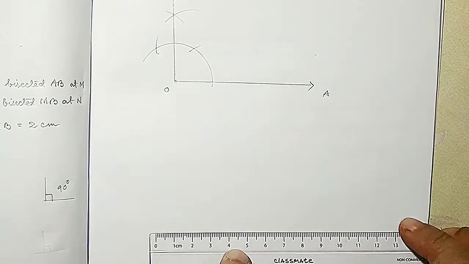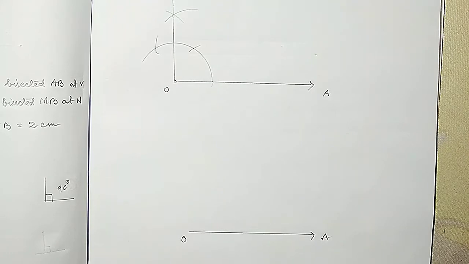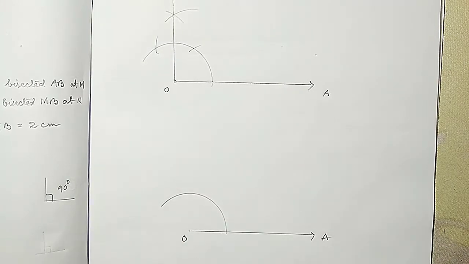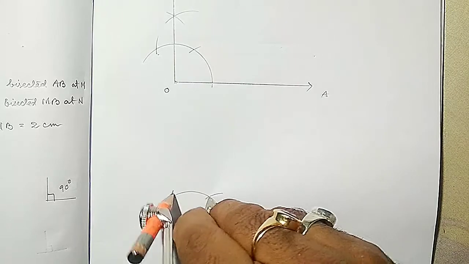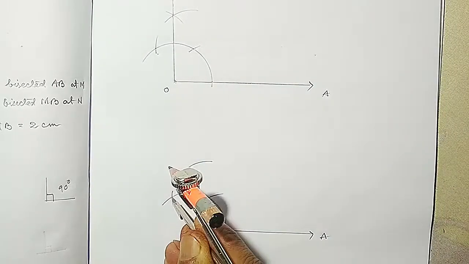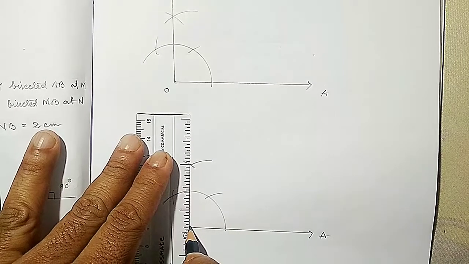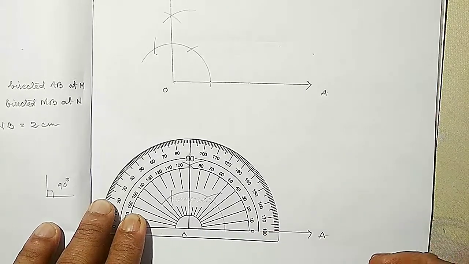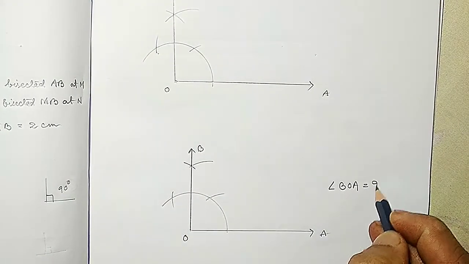Let me repeat. First of all, I have to draw a ray O. Suppose this point is A. Then using compass, we have to draw an arc here. Without changing the radius, we have to draw another arc. From this point, we have to draw arc here, and from this point, we have to draw last arc. And the point where these two arcs intersected, this point I have to join with O. I am going to get a straight line. And if you measure this one, this angle will be 90 degree. Clear? Now, suppose this one is B, then we can write angle BOA equals 90 degrees.